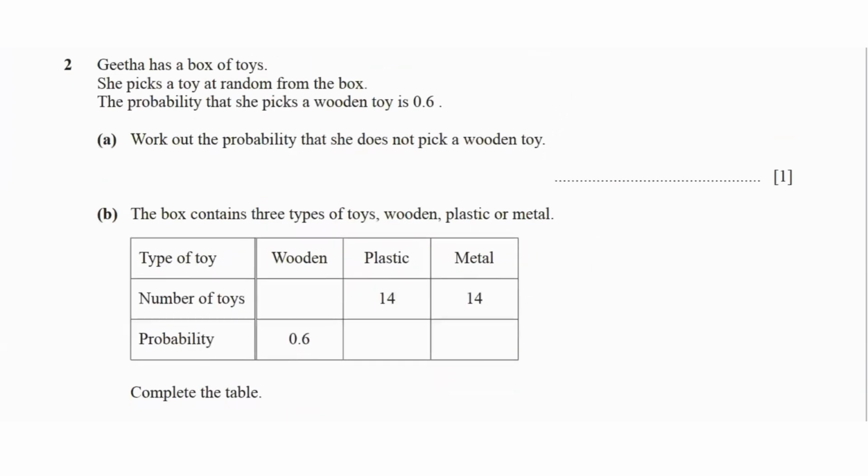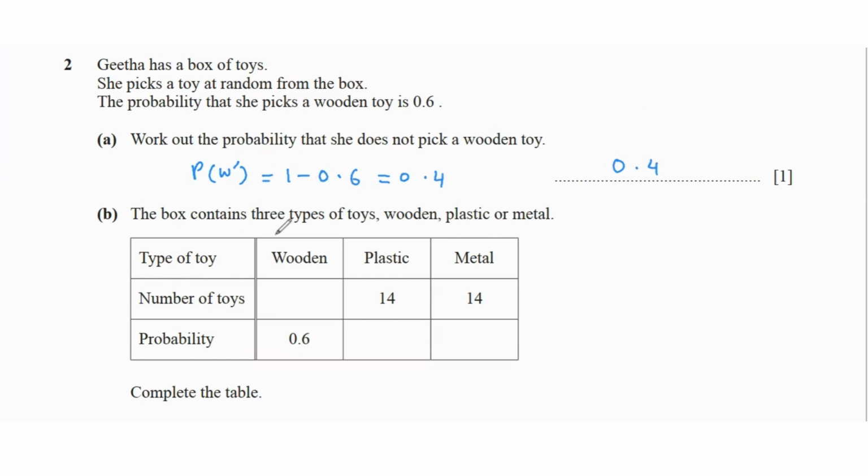Question number 2 says, Geeta has a box of toys. She picks a toy at random from the box. The probability that she picks a wooden toy is 0.6. Work out the probability that she does not pick a wooden toy. So if the probability of picking a wooden toy from the box is 0.6, the probability of not being able to pick a wooden toy is going to be 1 minus 0.6, which is 0.4.